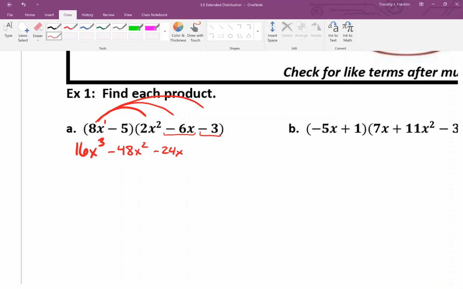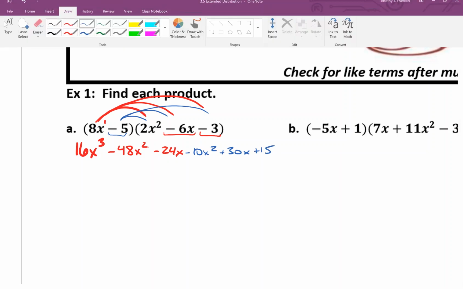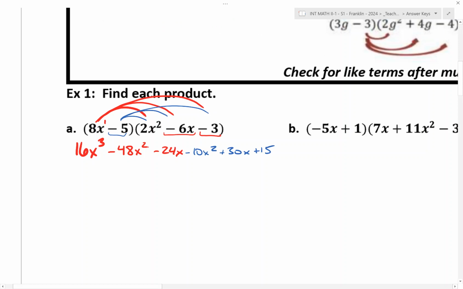Now let's move on to the second term. It's a negative 5. So negative 5 times 2x is negative 10x squared, I didn't say. Negative 5 times negative 6x is positive 30x. And negative 5 times negative 3 is positive 15. Now our list of numbers is getting kind of big there, but just remember you've got two terms times three terms, so you should have 6 terms in your initial result, which we do, 1, 2, 3, 4, 5, 6.